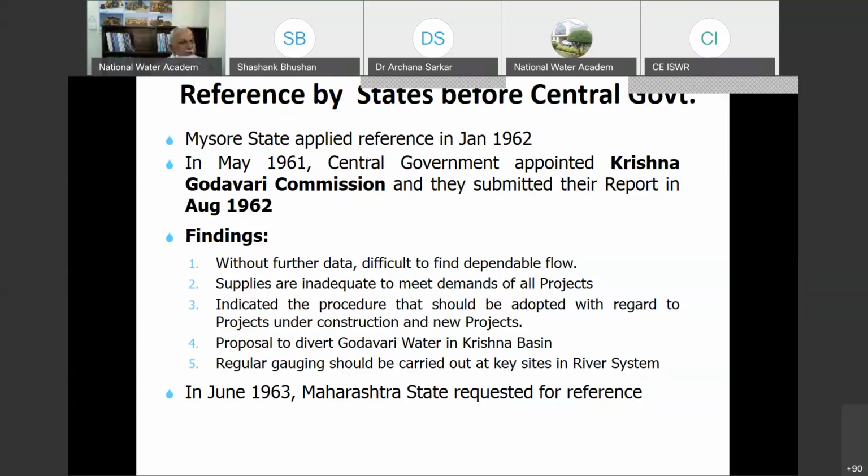They studied conditions, water availability, and all those things. And this Godavari Commission submitted their report. The finding of the Commission report is that without further data, it is difficult to find dependable flow in both rivers. Therefore, the flows are inadequate to meet the needs of projects.